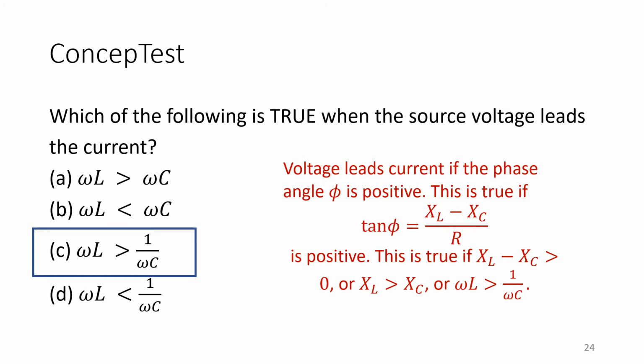Alternately, we can look at the formula for phi, tangent phi, and see that angle phi will be positive, which leads to a voltage leading the current, if XL is greater than XC, or your argument for the numerator is positive.